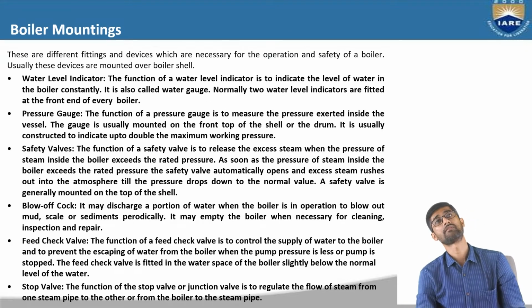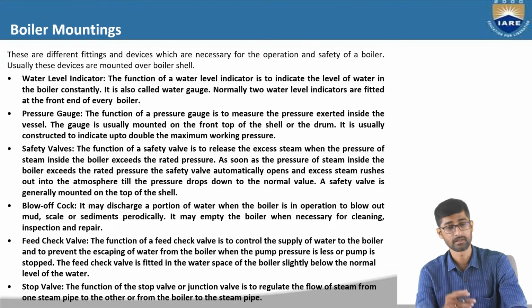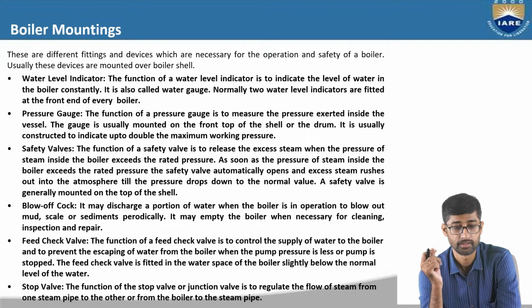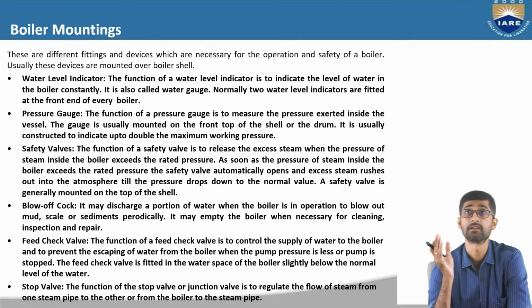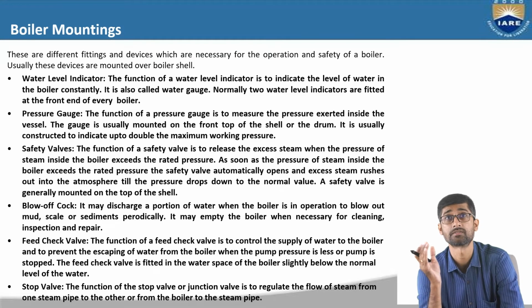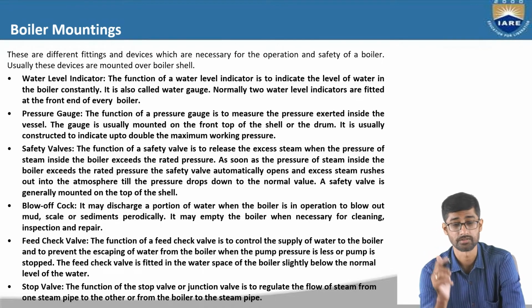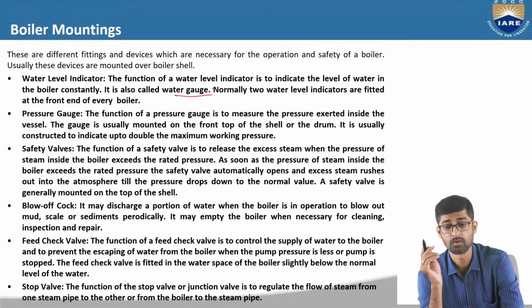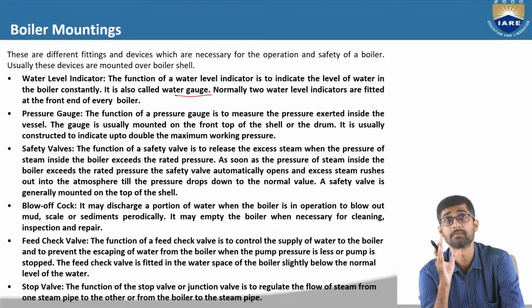So these are the boiler mountings I have already discussed. So what are the boiler mountings? Water level indicator. The function of the water level indicator is to indicate the level of water in the boiler constantly. It is also called the water gauge, right? Normally, two water level indicators are fitted at the front end of every boiler.